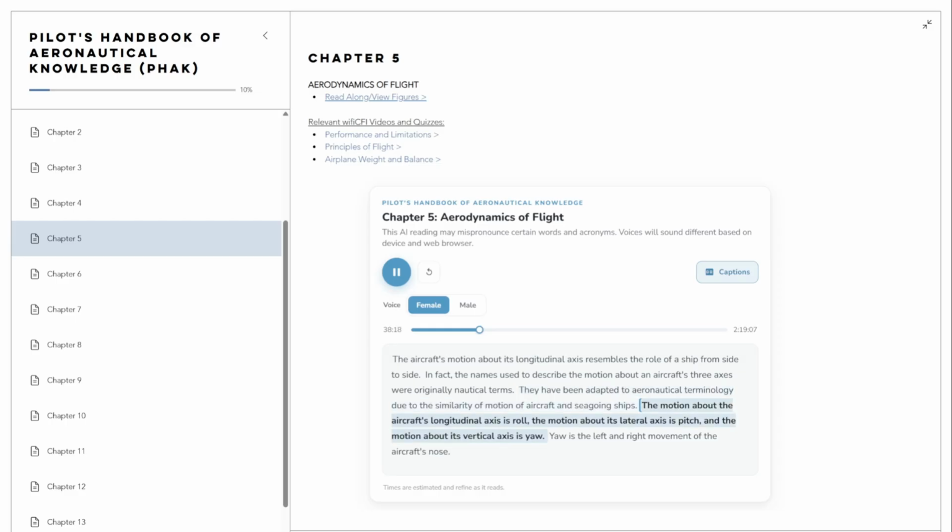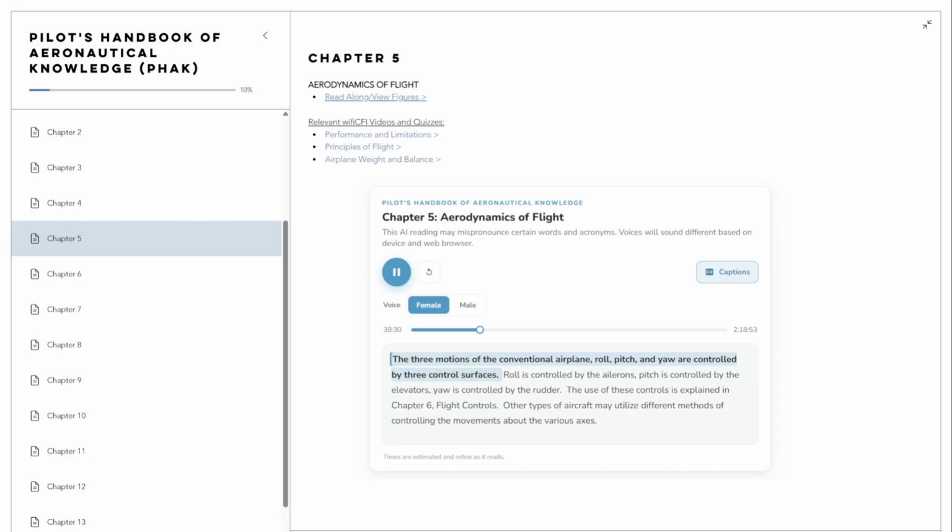The motion about the aircraft's longitudinal axis is roll, the motion about its lateral axis is pitch, and the motion about its vertical axis is yaw. Yaw is the left and right movement of the aircraft's nose. The three motions of the conventional airplane, roll, pitch, and yaw are controlled by three control surfaces. Roll is controlled by the ailerons, pitch is controlled by the elevators, yaw is controlled by the rudder. The use of these controls is explained in Chapter 6, Flight Controls.